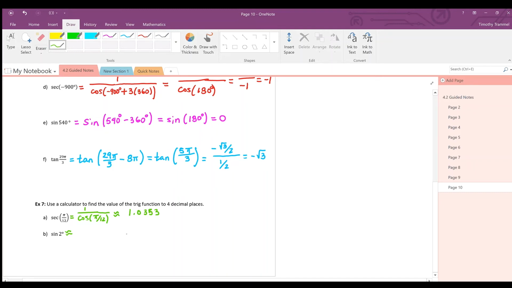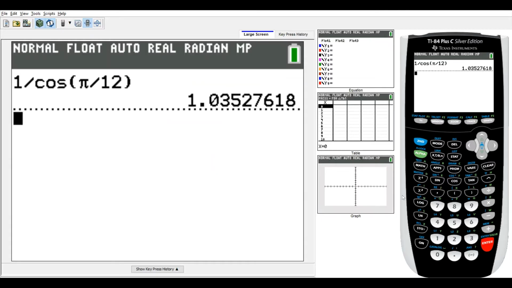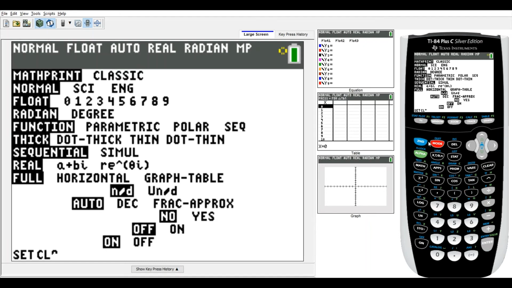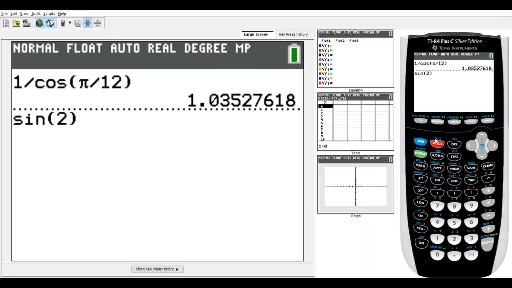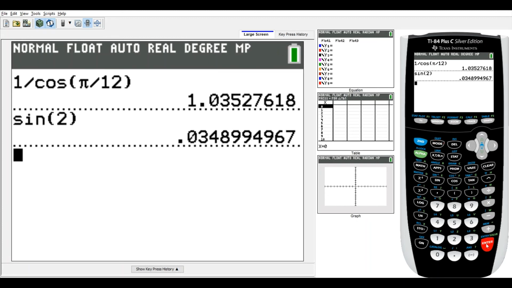All right, now let's go back to our calculator and we're going to find sine of 2. All right, so here's our calculator, sine of 2. I'm going to hit mode, make sure that I am in degrees. And so I need to hit down until I get there, and then over, enter, and then second quit to get back to the main screen. And there we go. There's sine of 2.